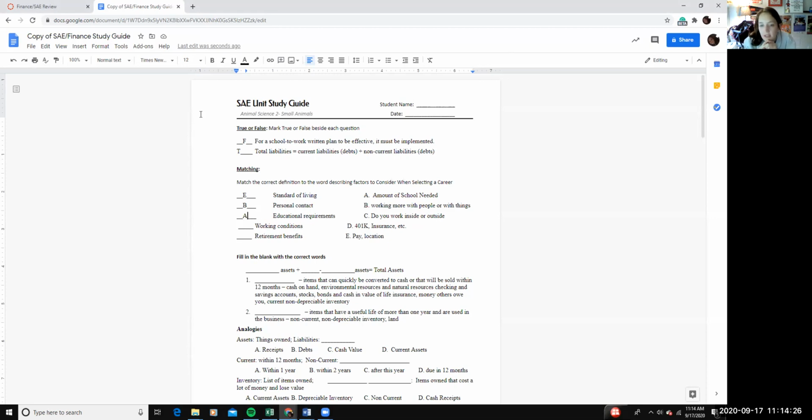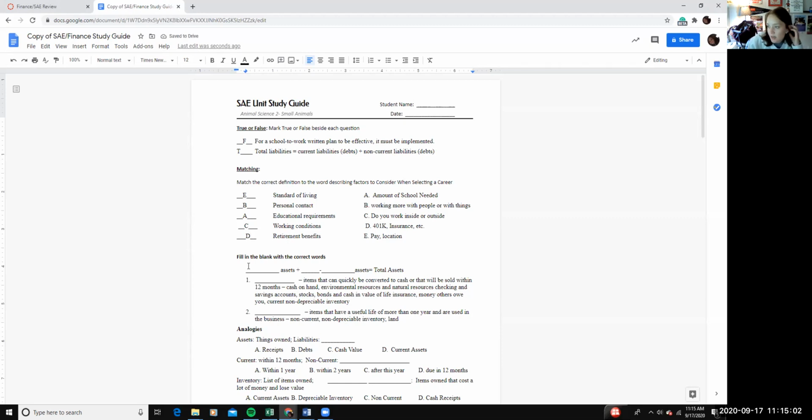All right, educational requirements would be A, amount of school needed. All right, for working conditions, let's see who's on here. Trent, for working conditions, what would be the answer? C. C is correct. Thank you, Trent. So whether you work inside or outside. So that leaves retirement benefits would be things such as your 401k and your insurance.